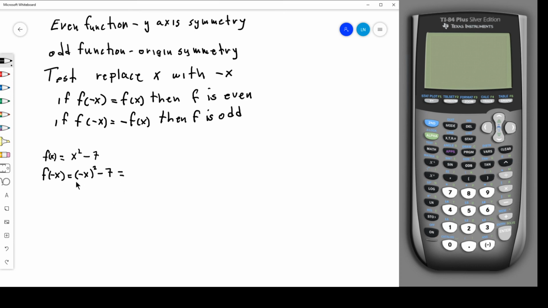So right here, what happens when I take negative x squared? That's negative x times negative x, which is a positive x squared. So that's x squared minus 7. And is this the same as the original function? Yes, it is. That is f of x. So that means this is an even function.